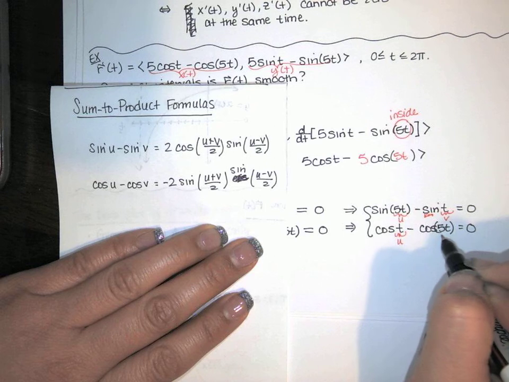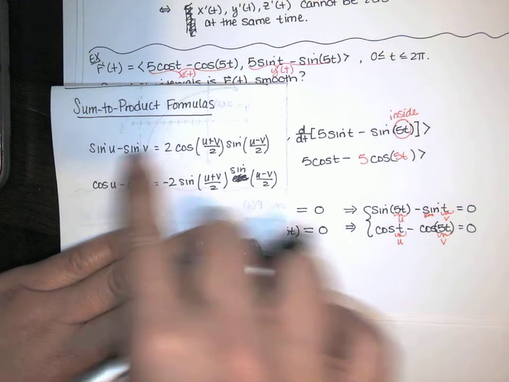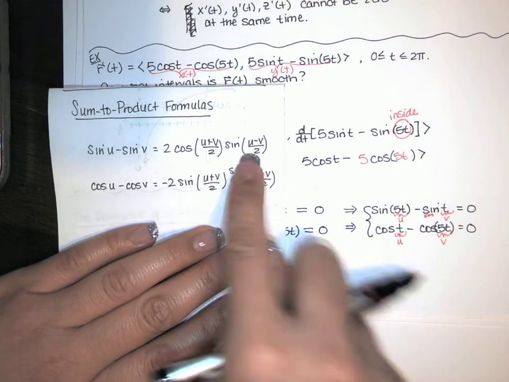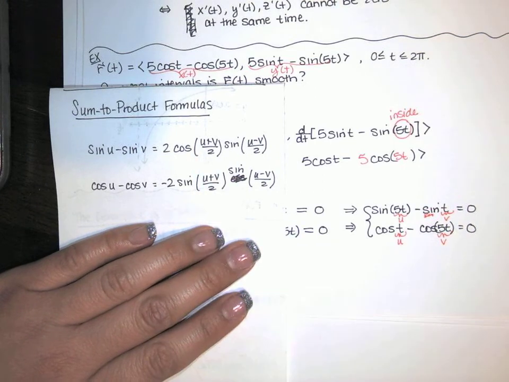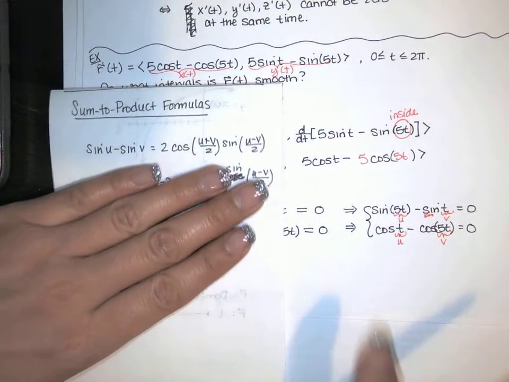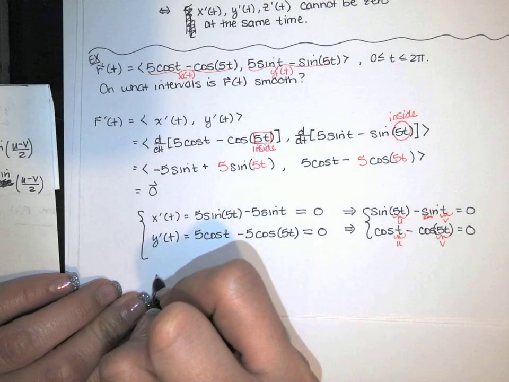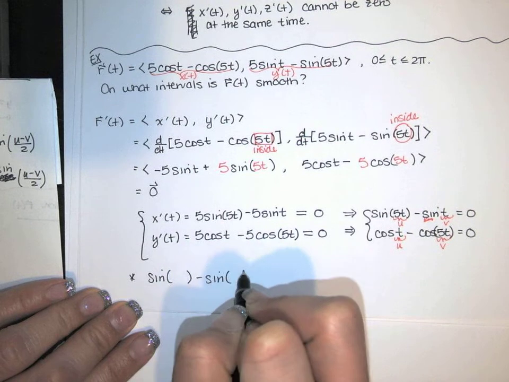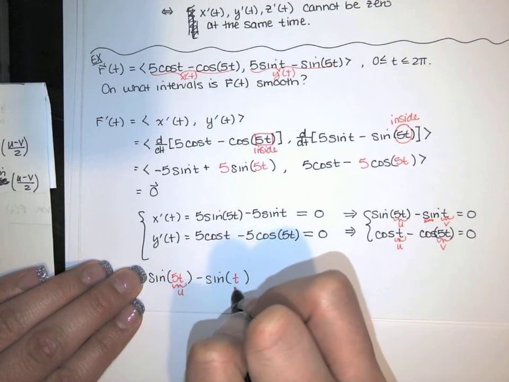So u is t on this one, and v is 5t on that one. And we want to use these formulas with these equations to make them a little bit easier to solve. Because if I have a product equals 0, it's much easier to figure out the values of the angles inside that would give me a 0 than if I have this difference. So using this top identity for sine of 5t minus sine of t, 5t is my u, t is my v.